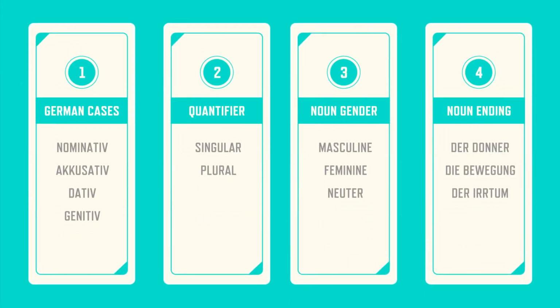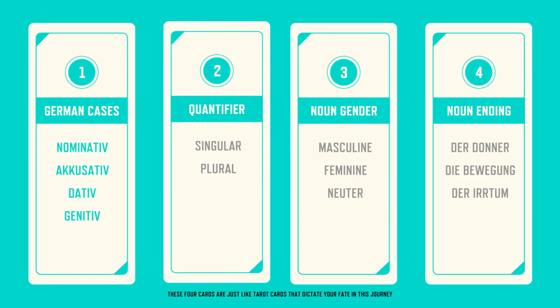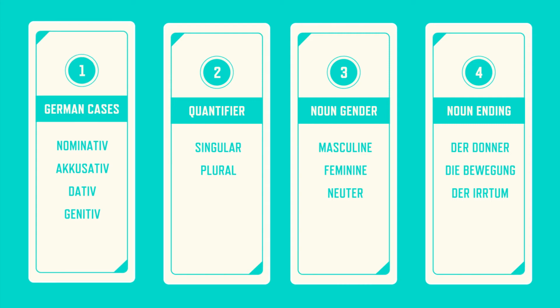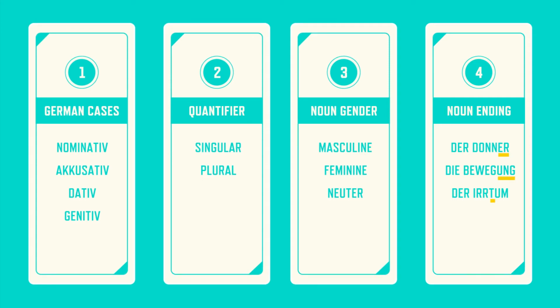I'm gonna break these down into 4 parts so that we can learn it in a simpler and better way. First, German cases. There are 4 cases in the German language: Nominativ, Akkusativ, Dativ, und Genitiv. Second, quantifier, whether the noun is singular or plural. Third, noun gender. It basically means the articles change based on whether the noun is masculine, feminine, or neuter. Fourth, the last part, also the best part. This part is gonna show you the shortcut to identify how to use the 3 parts that I've just mentioned by looking at the noun's ending.